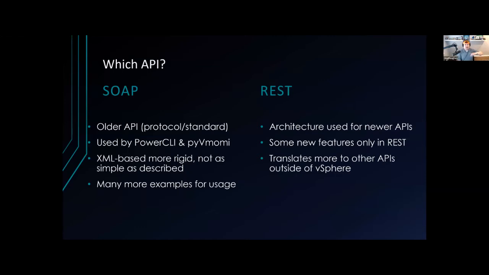They've been in vSphere since the early days of, God, I couldn't even tell you when the SOAP API was first built and accessible through everything. It was around the ESX 3 to 4 days. This is what gets used when you're using things like PowerCLI or pyVmomi, right? It is all XML based, so it's more rigid. It is not as simple as it's described in the name, but you're going to find many more examples of usage that you can pick up and learn from, just because these have existed for so many years.